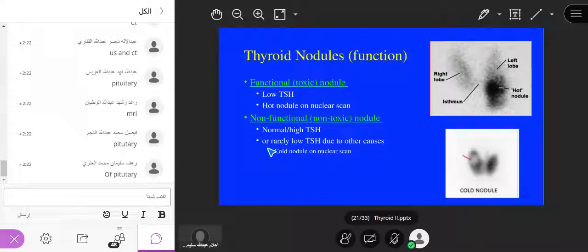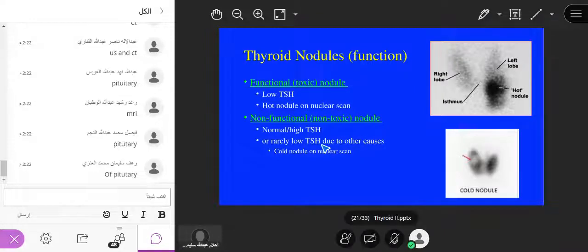Sometimes those patients will have another patient, let's say another example, a patient with low TSH, and the nodule is not the reason. So they have low TSH due to Graves' disease, okay? But they have a nodule on the ultrasound or on exam.